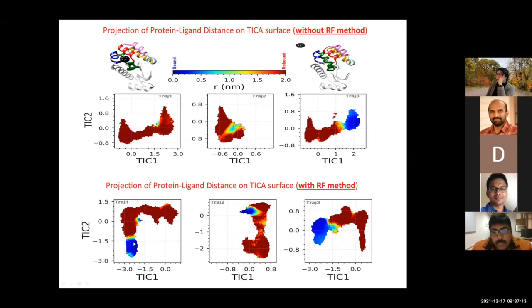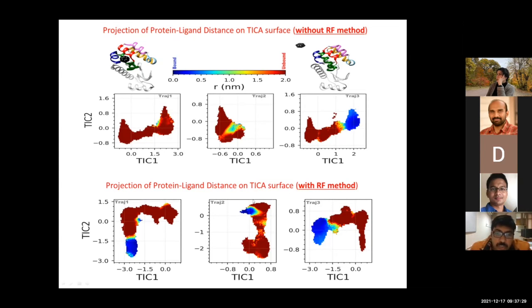Like previously there was a mixing, now there is no mixing in the events. Blue color is getting completely separated from the red states. Means the conformation which was not getting separated into bound and unbound states, now it's clearly separated.